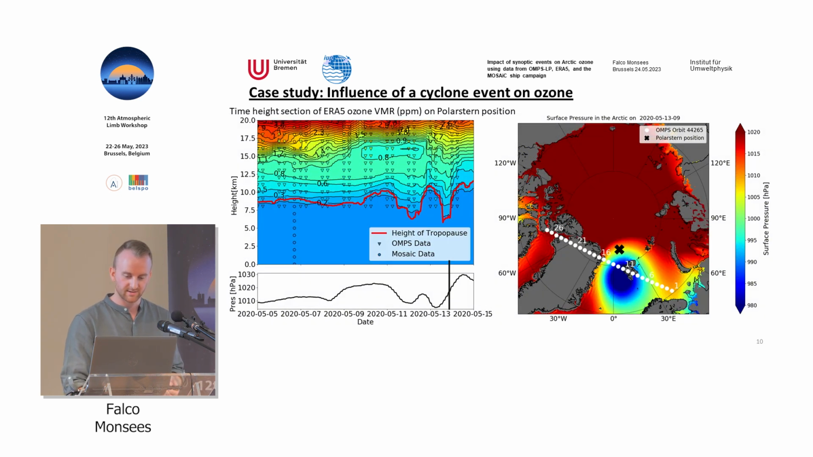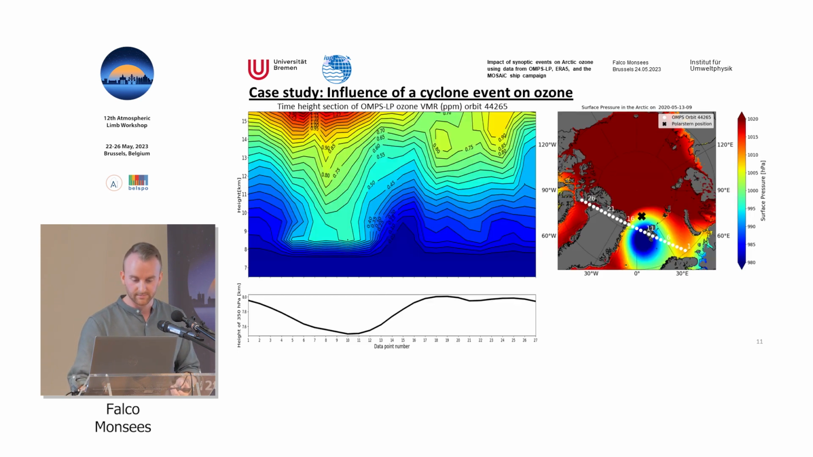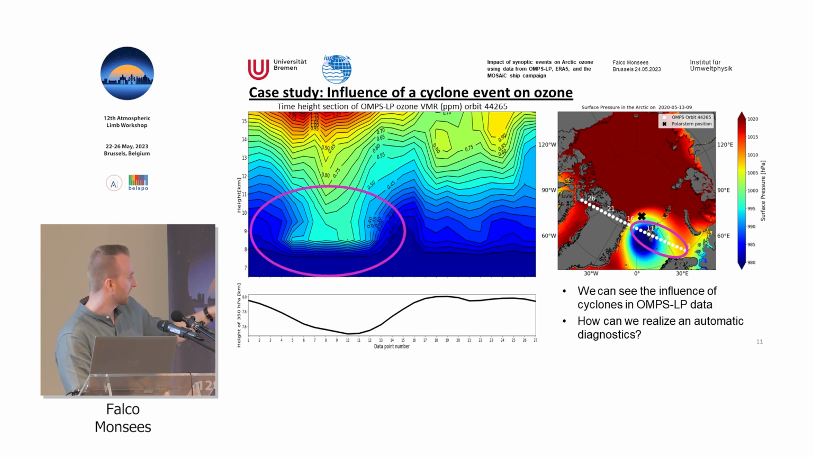And this was actually this orbit that you can see at the right, where we looked into the data, and which you can see now on the left, where the x-axis is just the data point number of the orbit. And if we look at the influence of the cyclone, which happened from the first measure point to the 15th measure point, we can see the influence of the cyclones actually in the OMPS LIMP data. We can see that the ozone levels till around 15 kilometers are lowering.